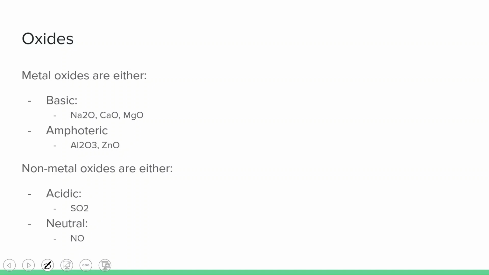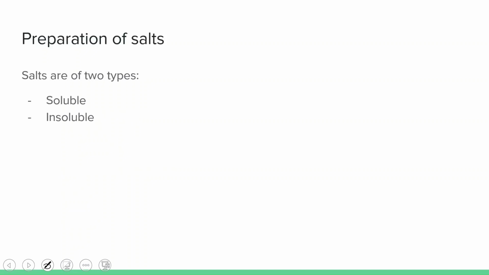and non-metal oxides can either be acidic or neutral in nature. So sodium oxide, calcium oxide, and magnesium oxide, for example, are basic in nature, while aluminum oxide and zinc oxide are amphoteric in nature. Amphoteric means that they'll react with both acids and bases to undergo neutralization, basically to form a salt. Normal oxides such as sulfur dioxide are acidic in nature, and they can also be neutral in nature, for example NO, nitrogen monoxide.